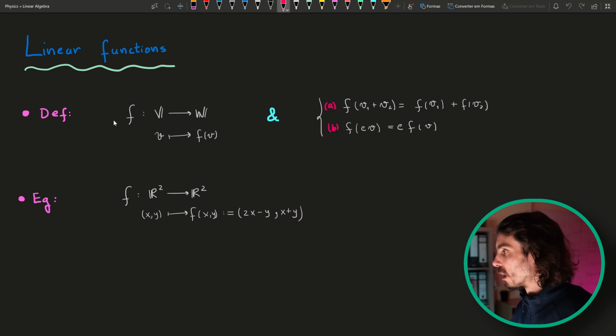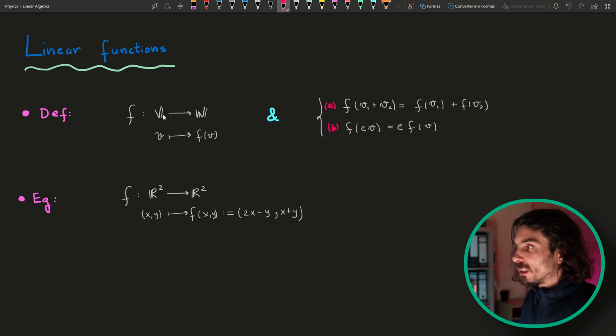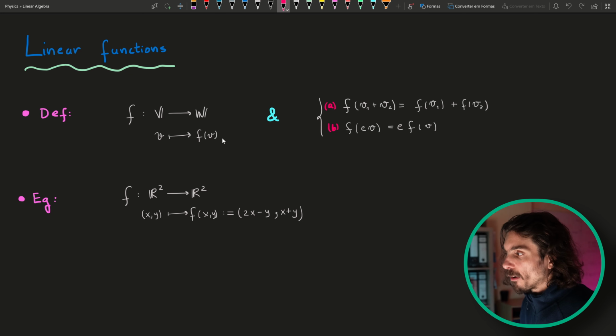So the first row here just says that we have a function named f, which assigns elements of V with elements of W. On the second row, what do we find? We have here v, a generic element of the vector space, the domain, which is assigned to f of v, a generic element of the codomain, and f(v) is paired with v. So this is the input, this is the output.